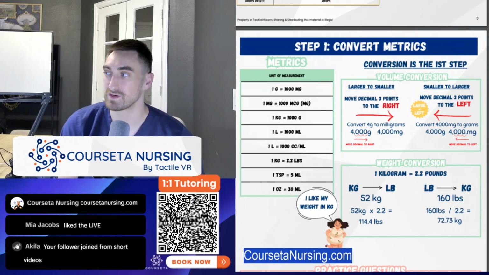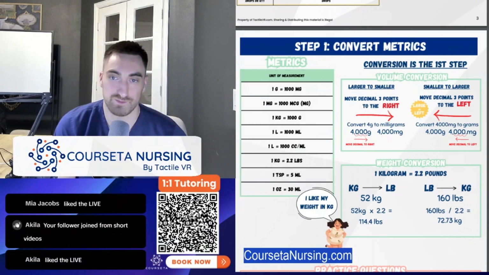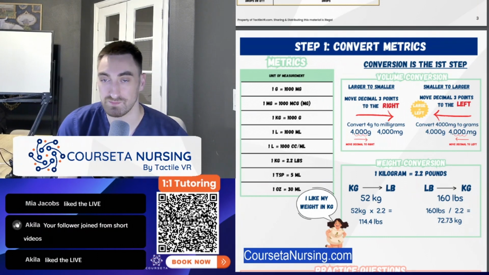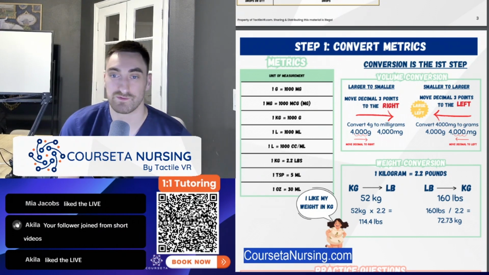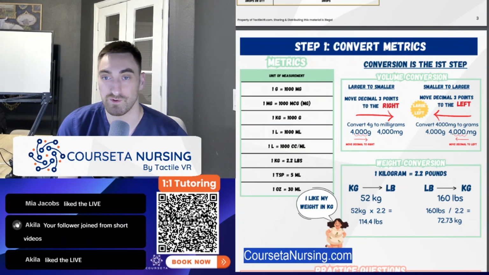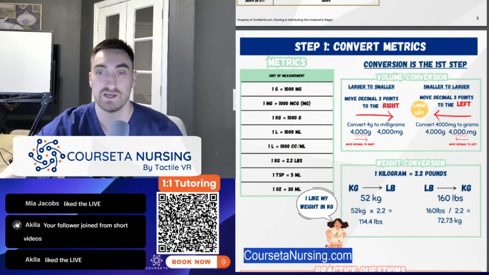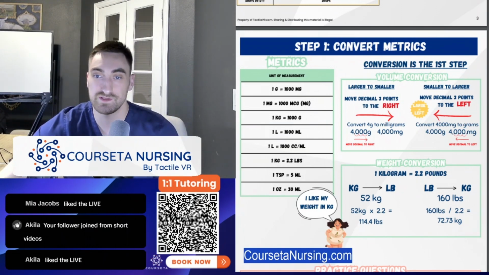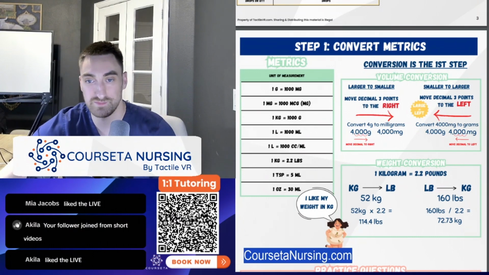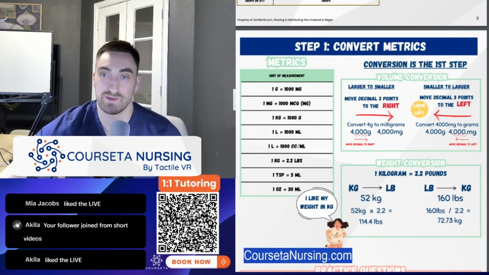Usually a lot of people kind of overcomplicate this because there are different ways to do it. But the simplest way really is to do the volume conversion by just simply moving the decimal points. So how you do that is if you're going from a larger to smaller number, you move the decimal 3 points to the right. So for example, if you're converting 4 grams to milligrams, you would move the decimal point 3 points to the right. As you see in this example, we have 4 grams, and then we move it over 3 points, and now it turns into 4,000 milligrams. So that was how you would go from a larger to smaller number.